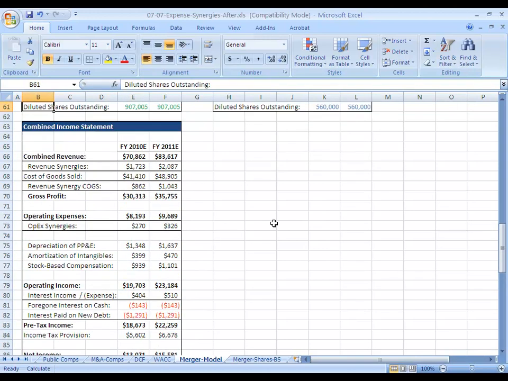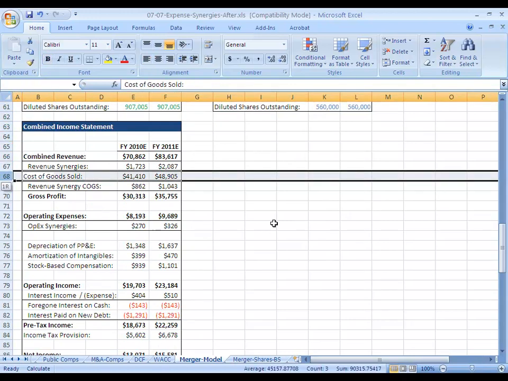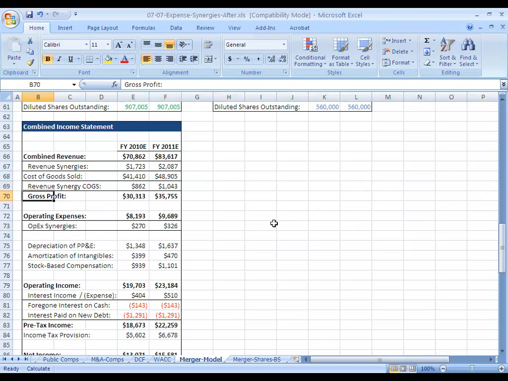Now, if we had COGS synergies, so if we could reduce our cost of goods sold somehow, then we would simply add that in here somewhere, and what we do is increase the gross profit, and we would add in the synergies from reducing our cost of goods sold right here. So those are a couple examples of how you would actually incorporate the concept of expense synergies into your merger model like this.